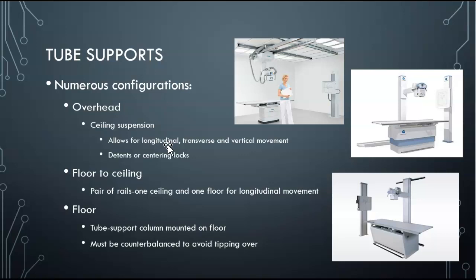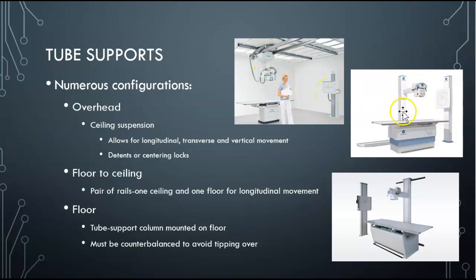All right, so table supports, there's a lot of different configurations. There's overhead, floor to ceiling, and floor. So if you see the overhead, you can see it's attached on rails overhead. So these are the easiest to use. I love these overhead units, super, super easy. So it's a ceiling suspension, and it allows for longitudinal, transverse, and vertical movements, and it detents or has centering locks for you to either lock on the table or lock on the upright bucky.